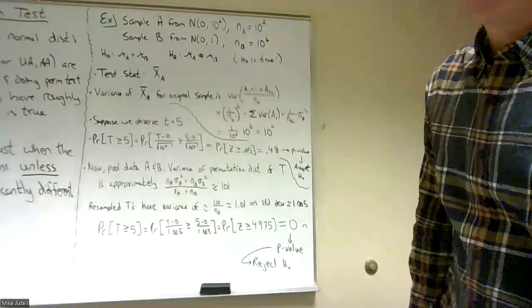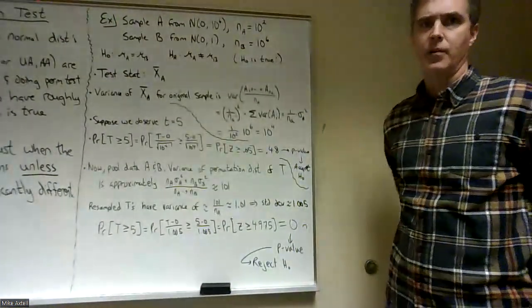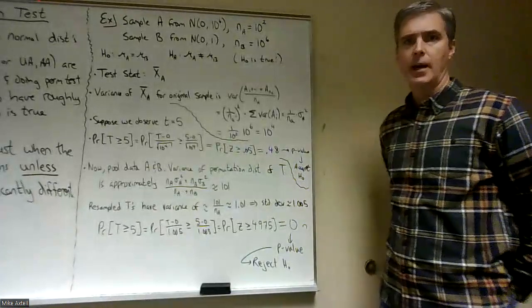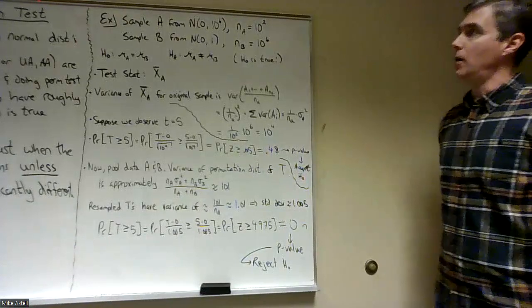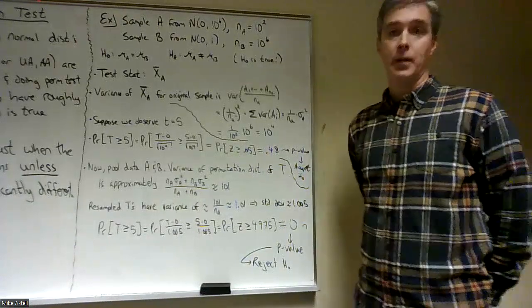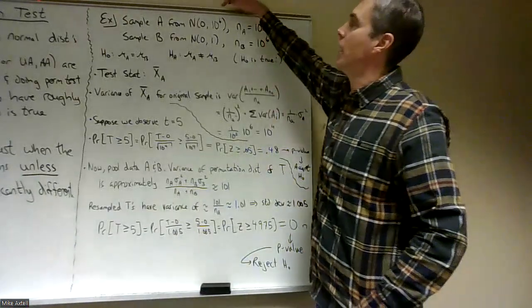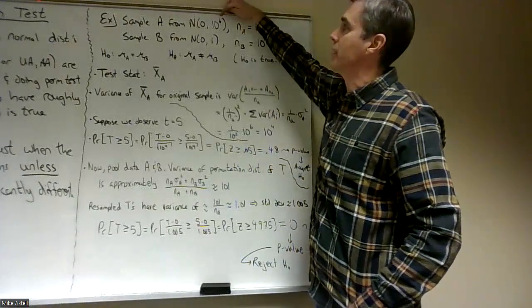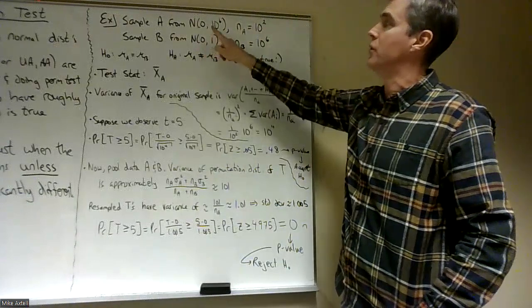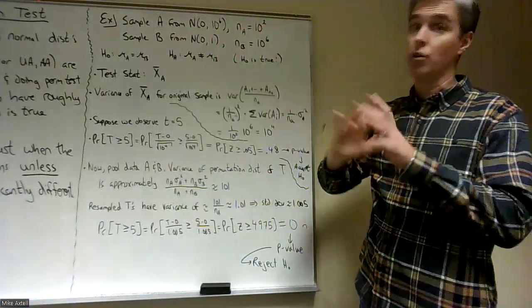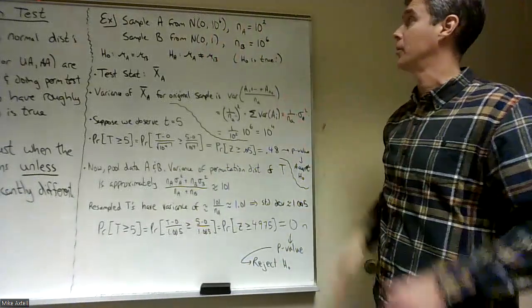Okay, so copy this down. It gets a bit small over here, but copy this down and then I'll talk us through it, okay? Okay, I have two populations here. One population follows normal distribution, mean 0, variance 10 to the 6th. The other population follows normal distribution, mean 0, variance 1. So really different spreads between A and B's populations.